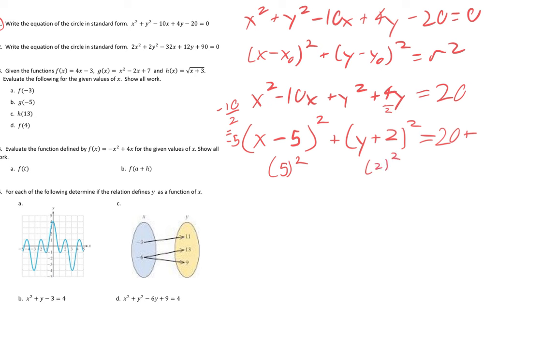And it's equal to 20 plus, so we take our 5 squared and our 2 squared and we add it on this side, right? So plus 25 and plus 4. So that's going to leave us with our equation of x minus 5 squared plus y plus 2 squared is equal to 49.